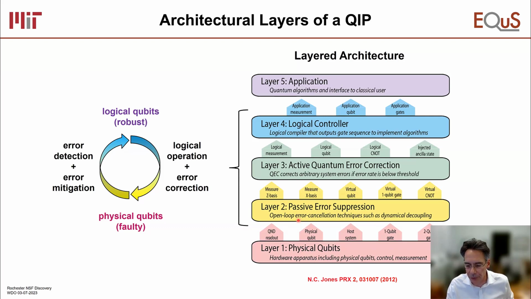We'll see an example in a moment. Layer 3 is active quantum error correction. This is where we look at a syndrome, or an indicator, that tells us an error occurred somewhere in the system. It also tells us the type of error and where it occurred. And what the logical controller needs to do on every clock cycle is, of course, implement the algorithm step by step, implement the passive error suppression, but also look at these syndromes or these indicators that are coming out.